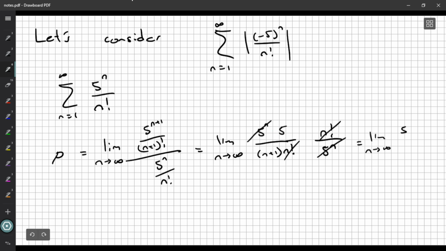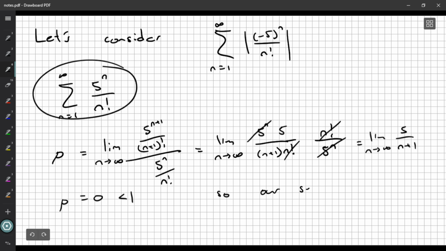And so our rho value is the limit as n tends to infinity of 5 over n plus 1. Well, this is just going to be 0. So our rho value is 0. This is less than 1, so this converges. And our original series with the negative 5 to the n over n factorial absolutely converges, or we could say converges absolutely.